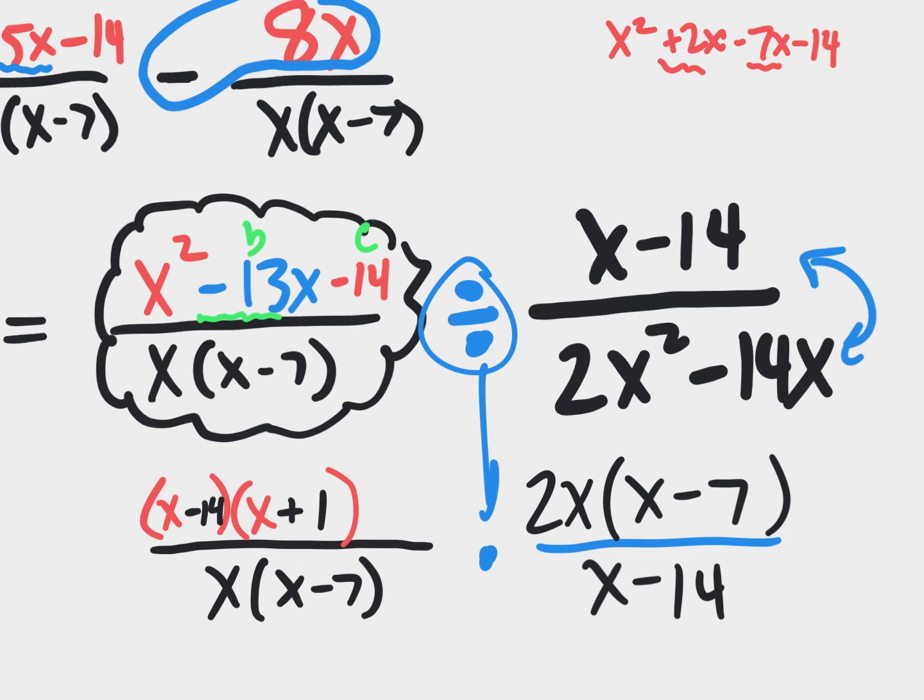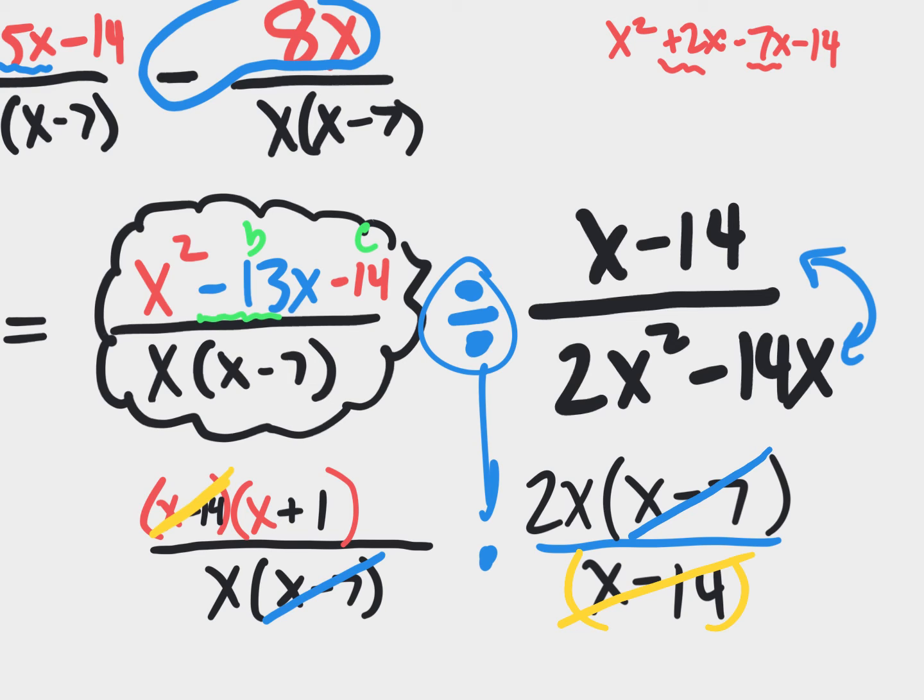Now you could cancel out anything that's identical both on top and bottom, which means you have an x minus 7 up here. The whole binomial cancels out with the whole binomial x minus 7 down there. And then you have this x minus 14 up here. That whole binomial cancels out with the whole binomial x minus 14 down there. And is there anything else to cancel out? Yes, the x. That's right.